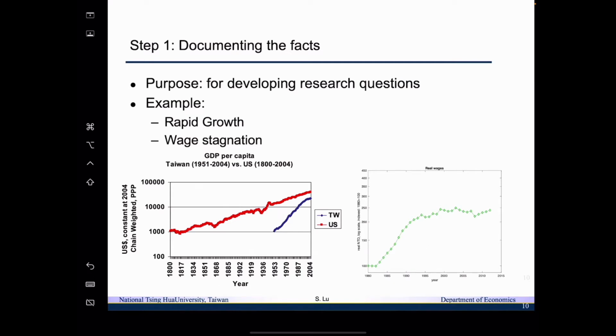developing a model. When we develop a model, we want to answer why the fact or the phenomenon we observe happens. For example, for the case of rapid growth, we want to know why Taiwan grows fast. When we look at the second graph, which is about the wage stagnation, we want to ask why there exists wage stagnation. The answers to these questions will help us learn from the good examples and avoid the mistakes, and then it will be able to promote the economic performance of an economy.